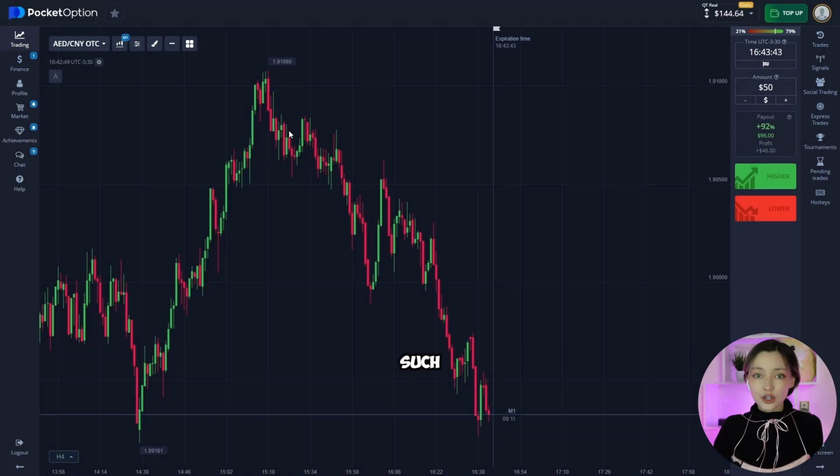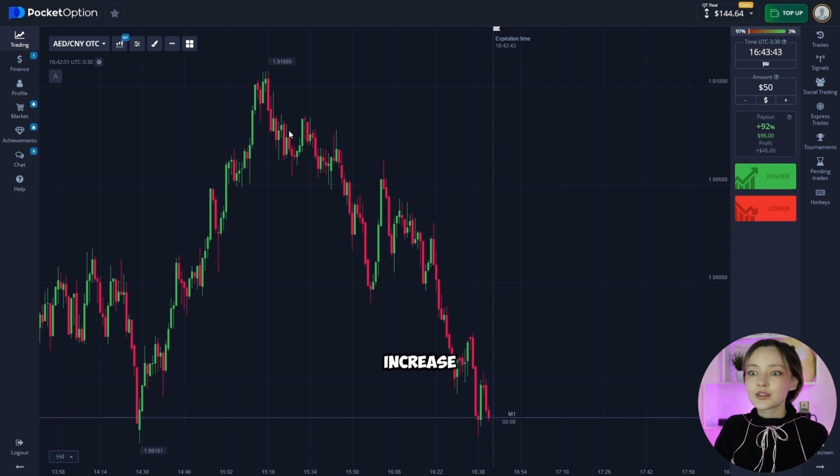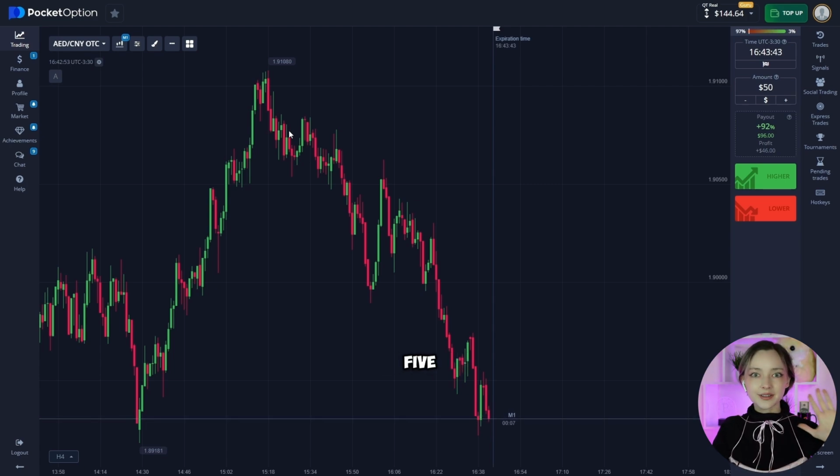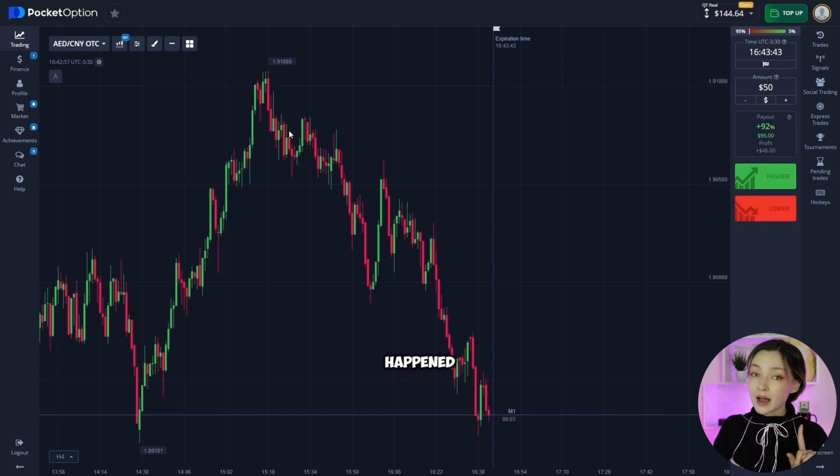So thanks to such a simple strategy, we managed to increase our deposit amount 5 times. That's impressive, guys. Just imagine what would have happened had you been trading with me all along.